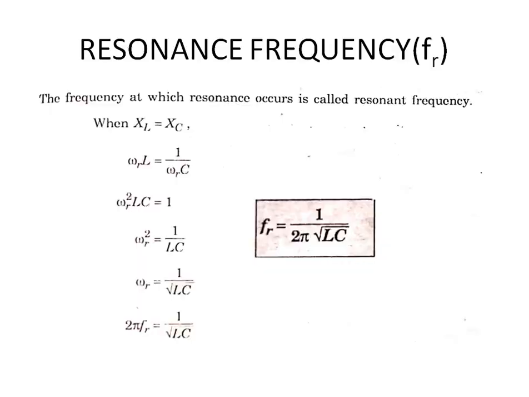The frequency at which resonance occurs is called the resonant frequency. So, a simple definition: what is resonant frequency? The frequency which makes a circuit resonate will be the resonant frequency. So when XL is equal to XC, omega L equals 1 by omega C, the same derivation that we saw in the previous slide.